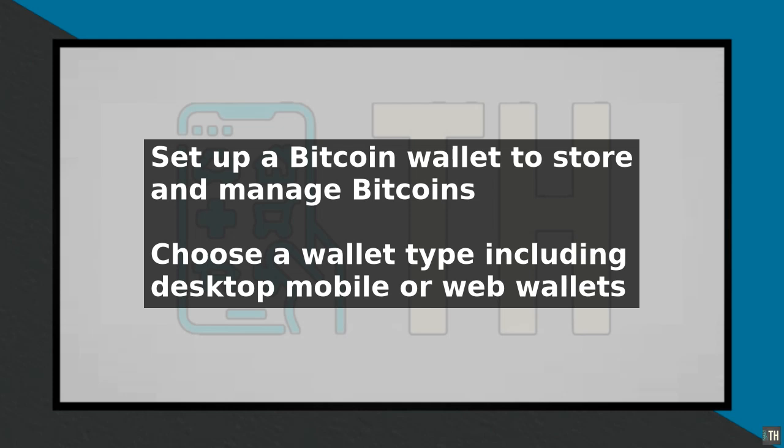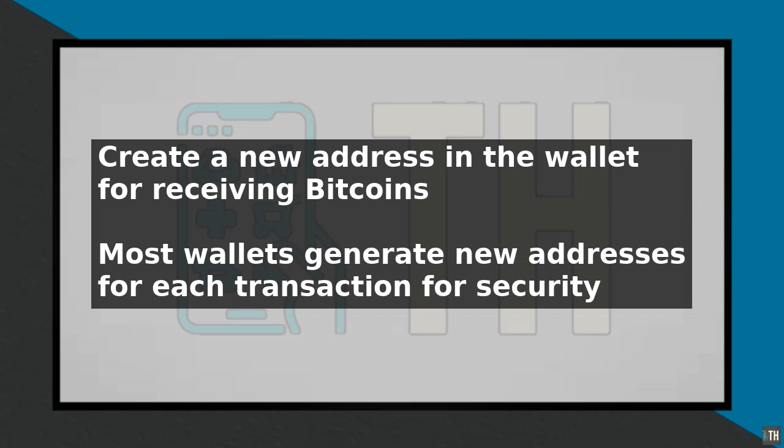Once you have set up your wallet, you need to create a new address. This address is unique to your wallet and is used to receive Bitcoins. Most wallets generate a new address for each transaction to enhance security and anonymity.